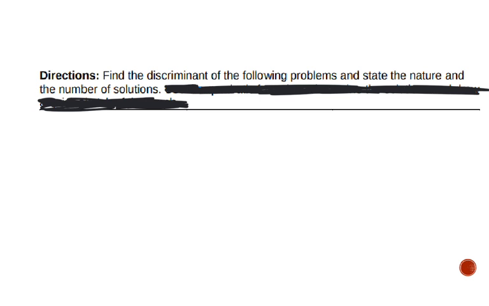So these are just the directions for the next few that we're going to look at. So it says find the discriminant. Remember, the discriminant is b squared minus 4ac. Find the discriminant of the following problems and state the nature and number of solutions. After we do that, we're also going to talk about the graphs just a little bit.